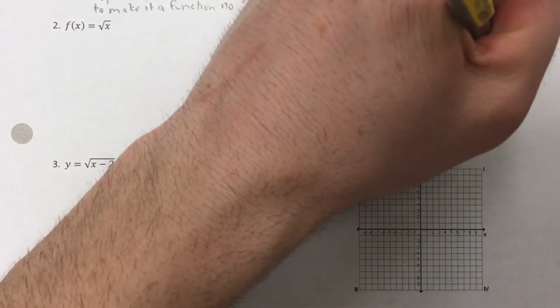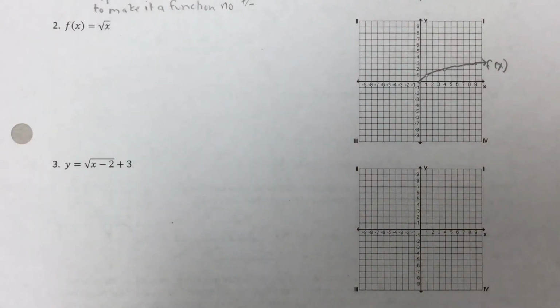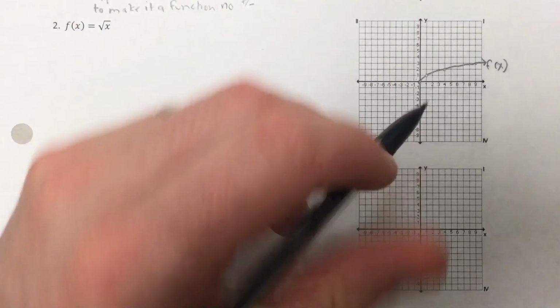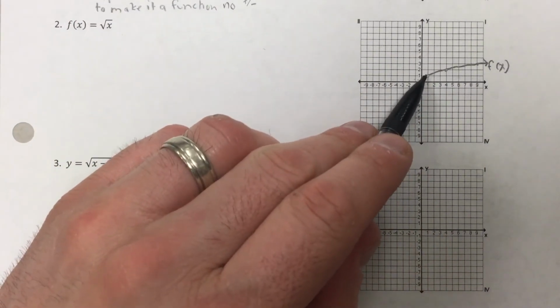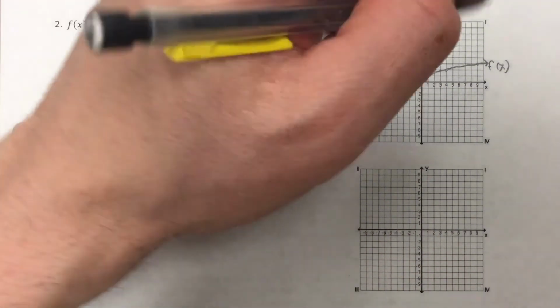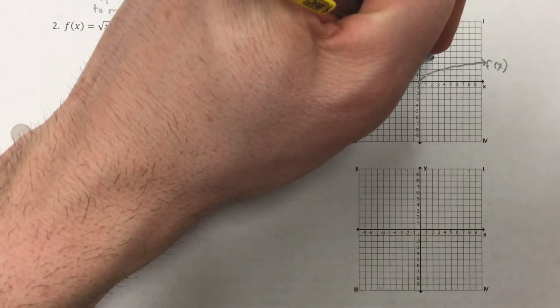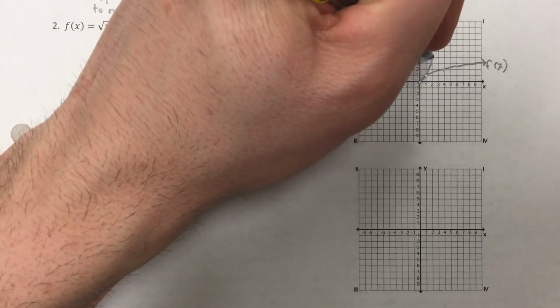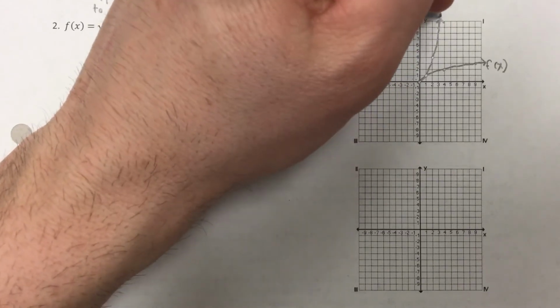So that's f of x. The inverse would look like this. 0, 0. Well, the reverse of 0, 0 is still 0, 0. Reverse of 1, 1 is still 1, 1. The reverse of 4, 2 is 2, 4. And the reverse of 9, 3 is 3, 9. So this is what we get. That would be my inverse.